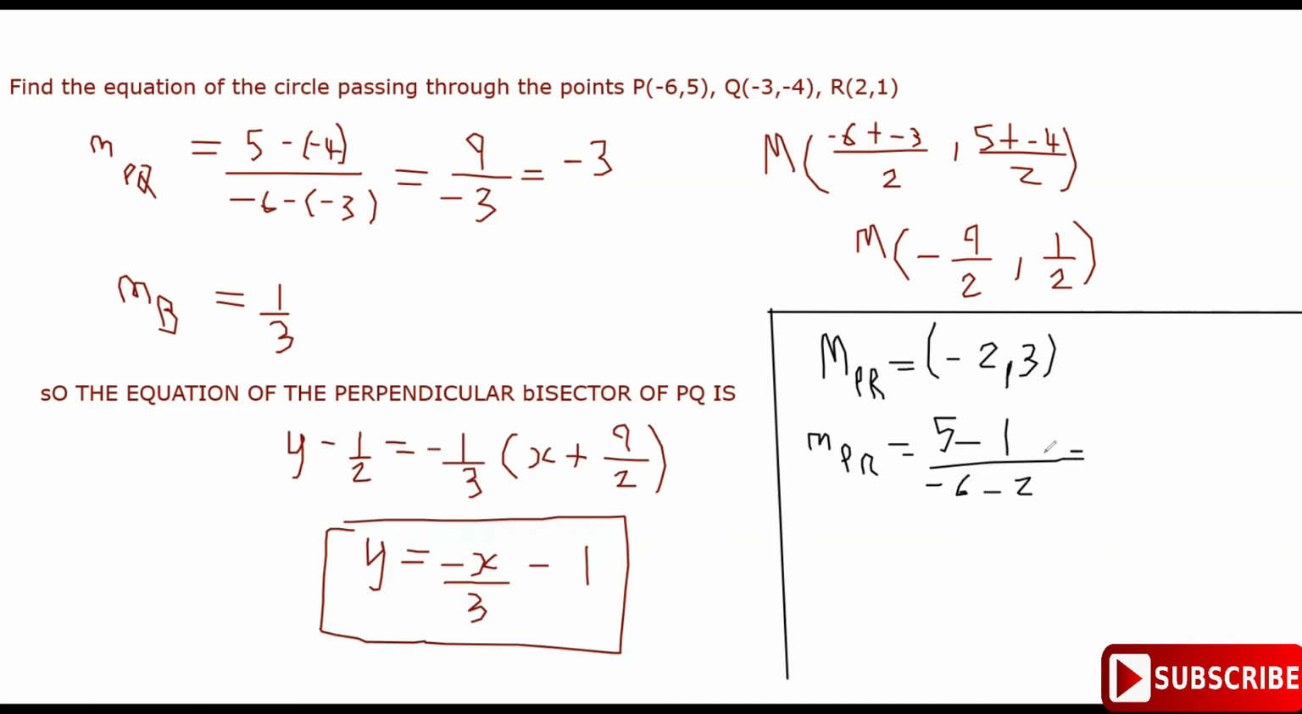So that works out to be 5 minus 1 is 4, and minus 6 minus 2 is minus 8. And so 4 over minus 8 is minus 1 over 2. So that's the gradient of PR. Now that we have the gradient of PR, the gradient of the bisector of PR is going to be positive 2. And so the equation of the perpendicular bisector is y minus 3 is equal to negative a half in bracket x plus 2.